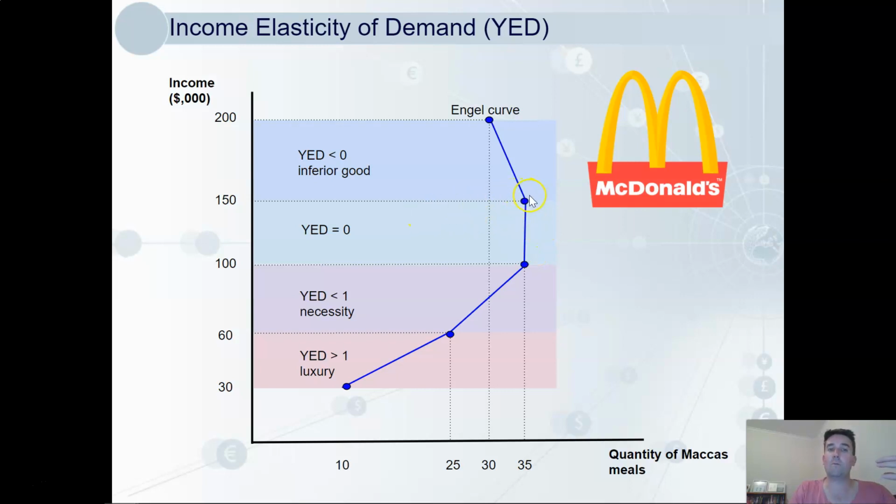When we start earning the real big bucks from 150 onwards, most would start to buy less Macca's. They would start to turn to better, more expensive food. So this diagram here just adds a bit of nuance to the idea of classifying goods according to YED. It's not always straightforward.